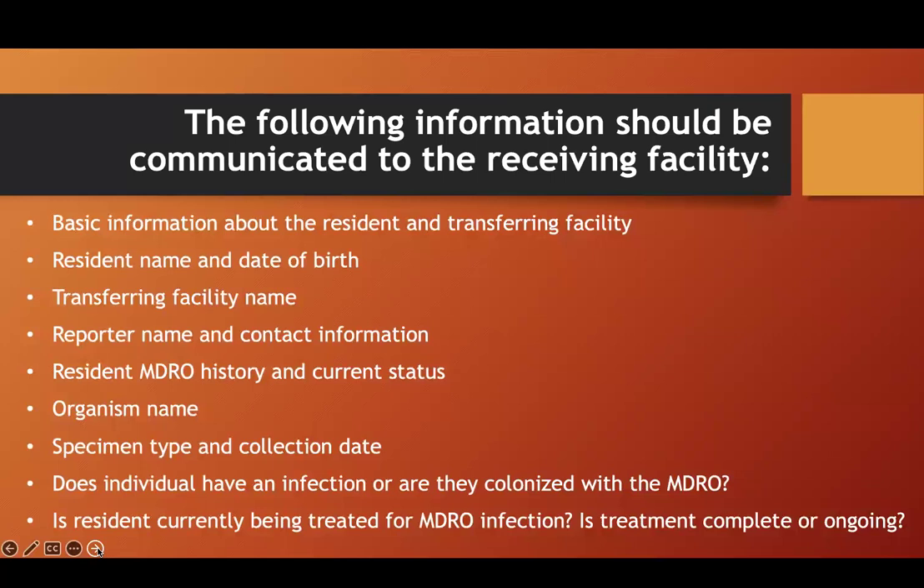Make sure you're providing the resident's name and date of birth, the transferring facility's name, the name of the person reporting and their contact information in case they have any questions, their history and current status of the multi-drug resistant organism, the organism name, VRE, CRE, whatever it is, the specimen type and collection date. It doesn't always happen, but it would be great if you were able to send the lab report with them, and the collection date. And does the individual have an infection or are they colonized?